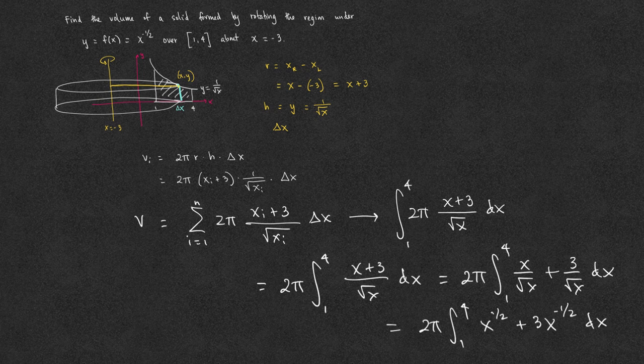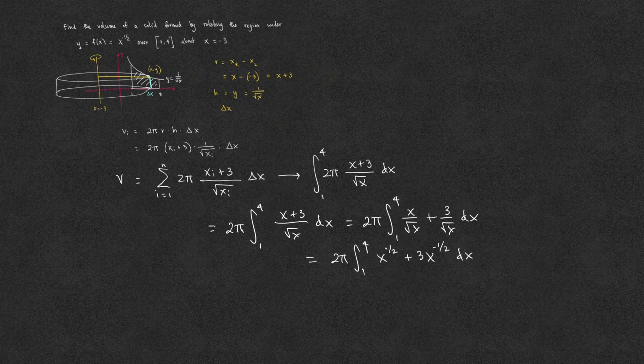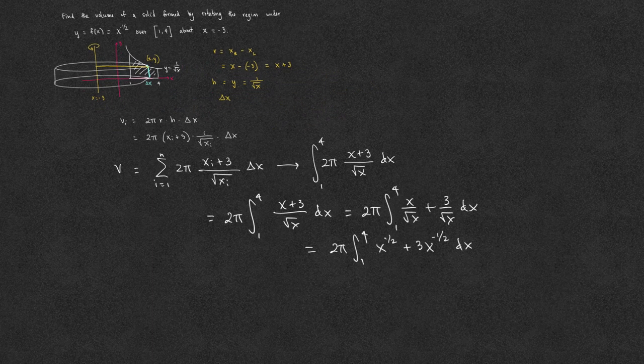We can now easily evaluate this to obtain the antiderivative so that we can use the fundamental theorem of calculus. And if we were to work this out, we will obtain 64 pi over 3 as the exact volume of the solid generated by this region rotated about the line x equals negative 3.